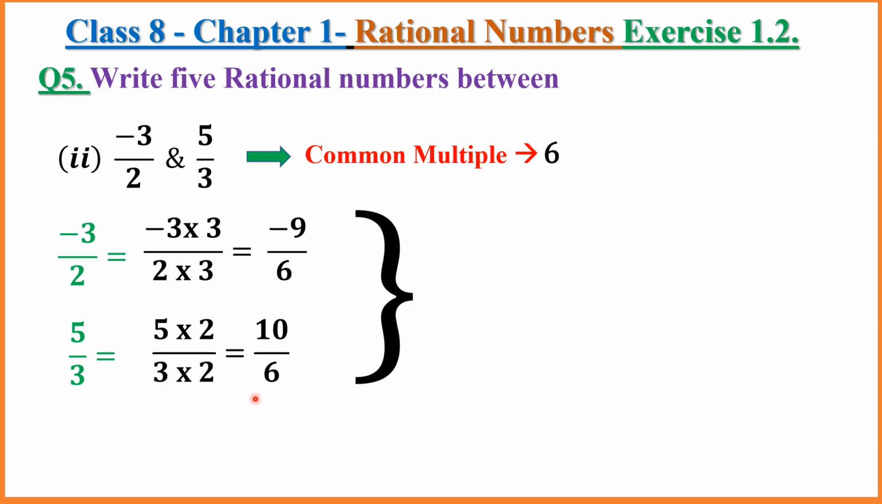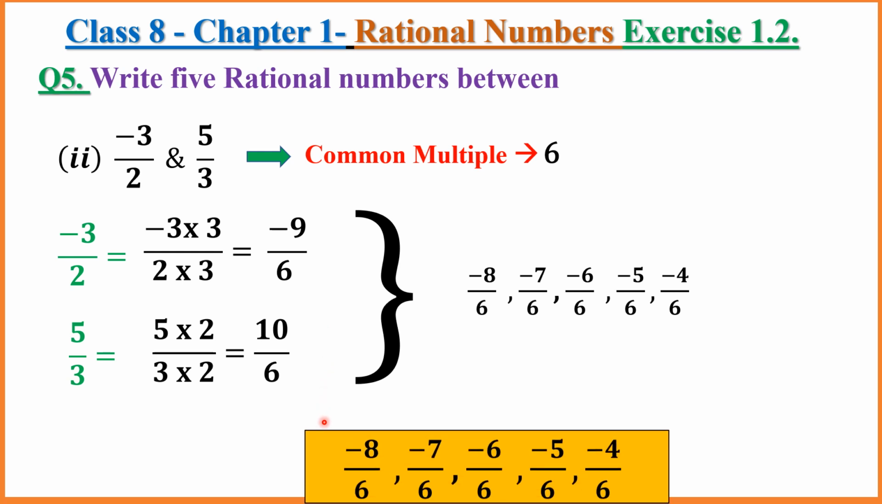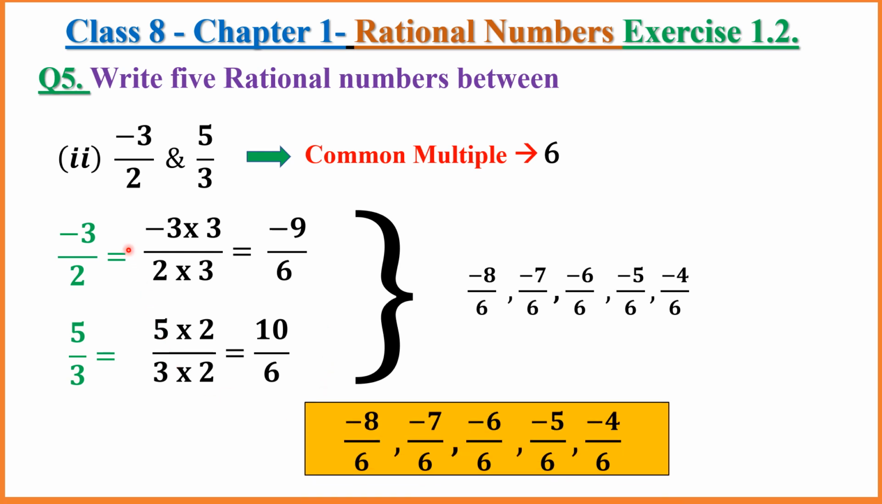Now we can write the 5 rational numbers between minus 9 by 6 and 10 by 6. That is minus 8 by 6, minus 7 by 6, minus 6 by 6, minus 5 by 6, minus 4 by 6. You can write any rational numbers between minus 9 by 6 and 10 by 6. So our answer for minus 3 by 2 and 5 by 3: these are the 5 rational numbers.